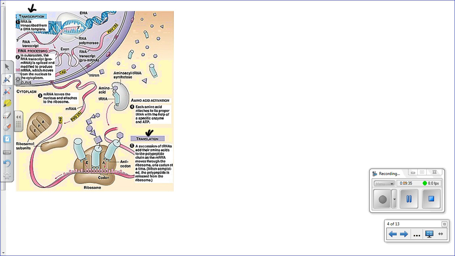Where do we do our transcription? Transcription all happens in the nucleus. We want to protect that DNA. That DNA is exposed to other environmental things inside the cell. There's free radicals, things that can destroy the DNA. So it's much more advantageous to keep it in the nucleus.